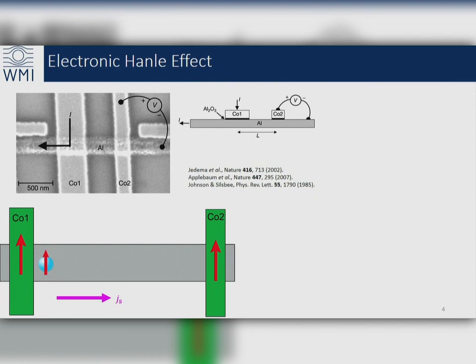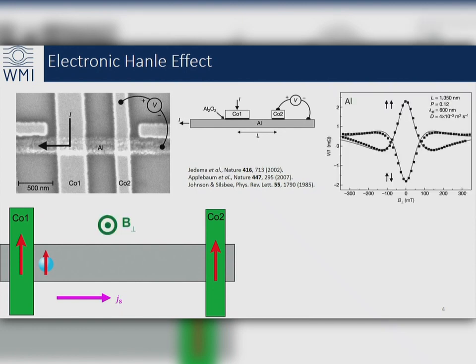So here I showed an example for the electronic Hanle effect, where what you do is this lateral spin valve structure. You have 2 ferromagnets, here made out of cobalt. You pass a current through that arm here. You have a connection with the aluminum layer. And then at this point, you have spin injection into the aluminum and a diffusive spin current also going to the second cobalt electrode, and you can measure then a voltage drop over here. So that's typically happening in the system.